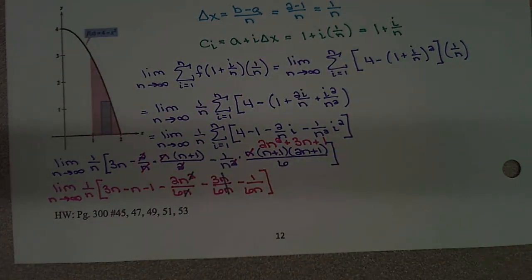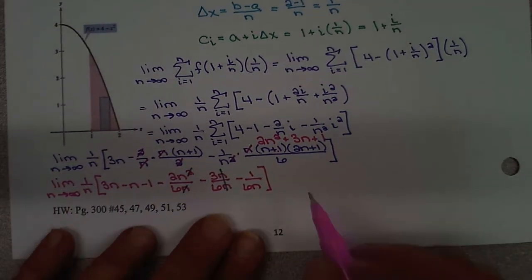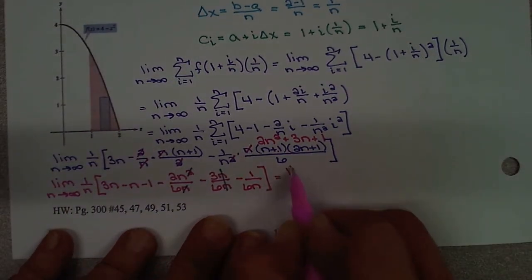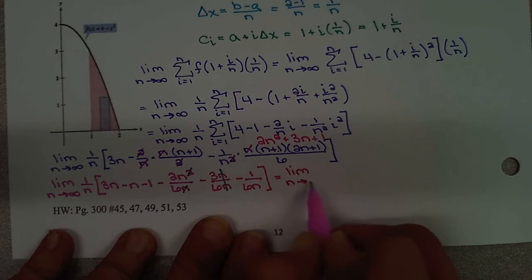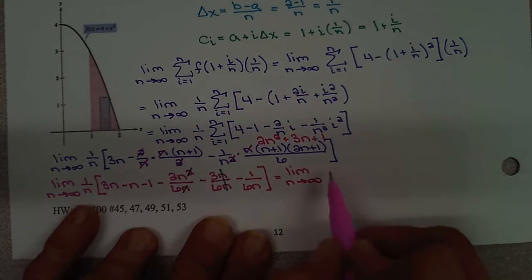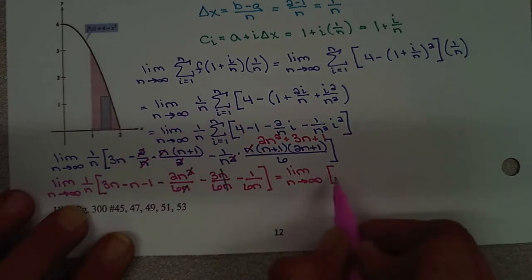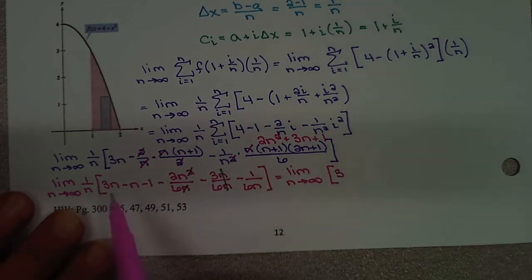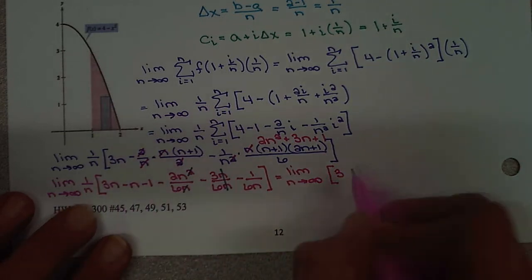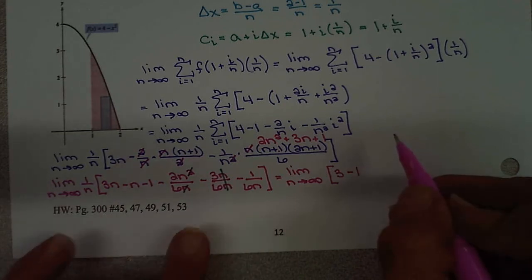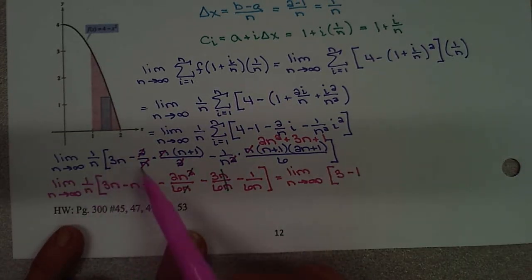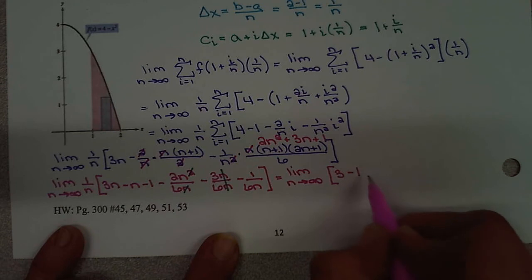All right, so this is going to equal the limit as n goes to infinity. When I distribute this n to this 1 over n, to this 3n, the n's will cancel and I'm just going to get a 3. When I distribute it to this n, the n's will cancel and I'm just going to get a minus 1. When I distribute this 1 over n to the minus 1, I'm going to get a minus 1 over n.